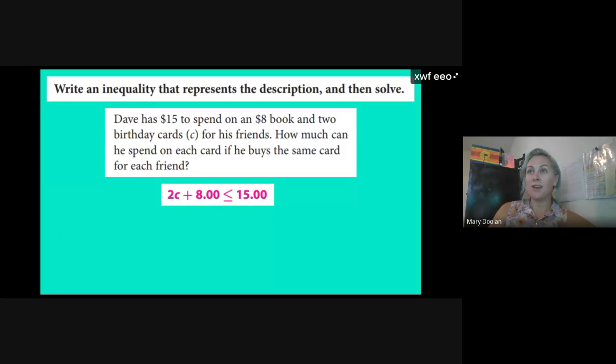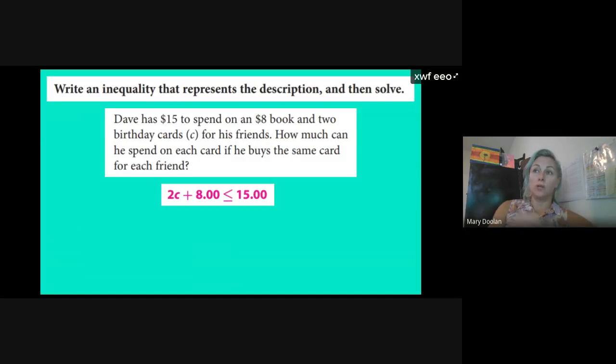All right, so now that we have our inequality, we're going to solve it. When you solve an inequality, it's just like solving an equation. All right, we're going to look and see, do we have any like terms that we can combine? 2C is a term that has a C. 8 is a constant. 15 is a constant. 8 and 15 are constants. Those are like terms. I can combine them.